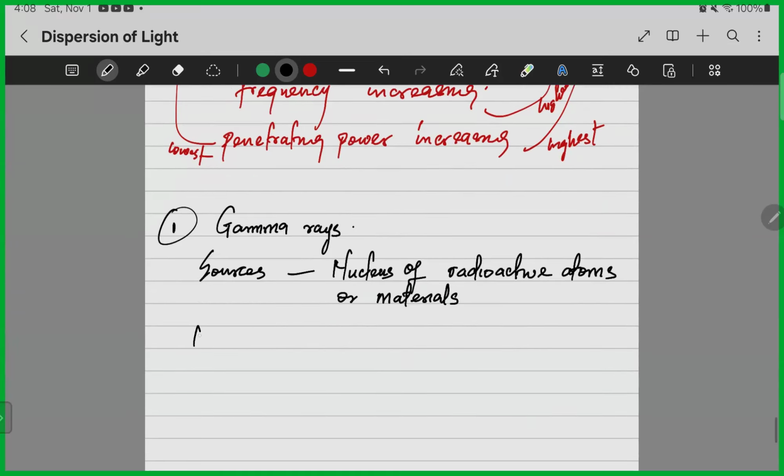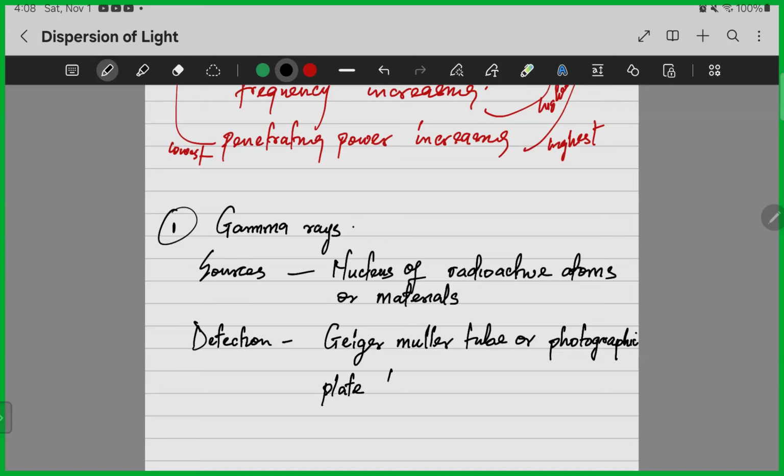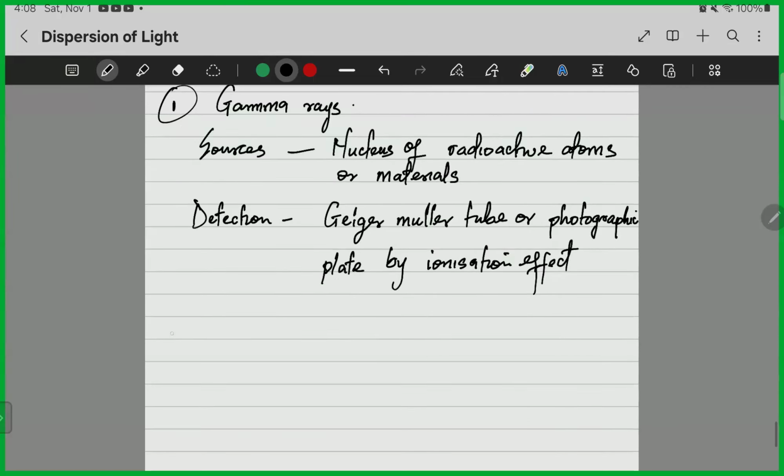And for detection, you use a Geiger-Muller tube or photographic plate, by ionization effect. Keep these things in mind. Then the uses of gamma rays: it is used for treatment of diseases in medicine.